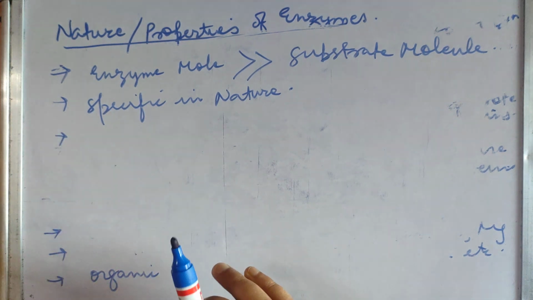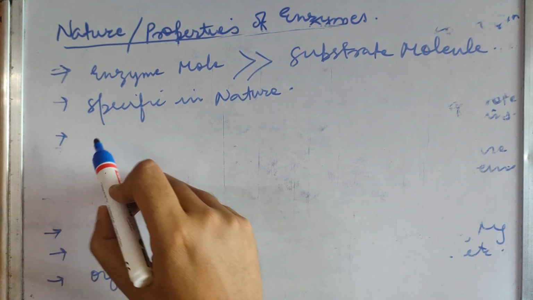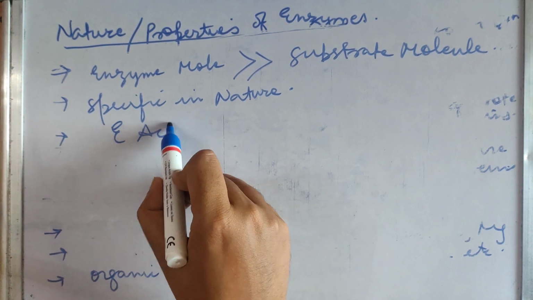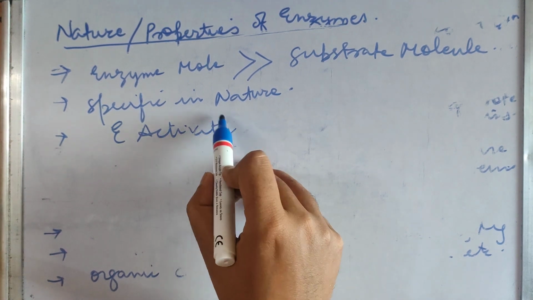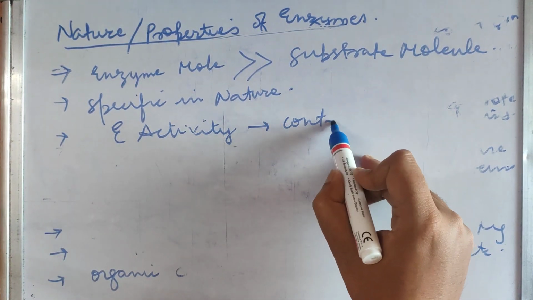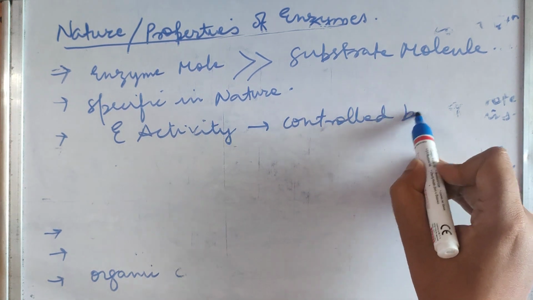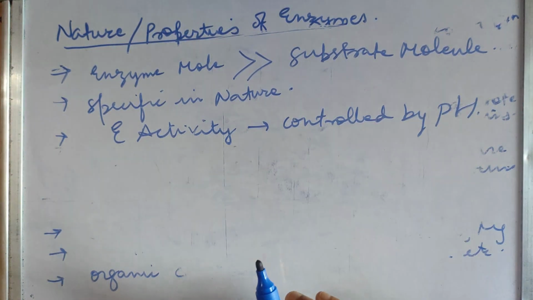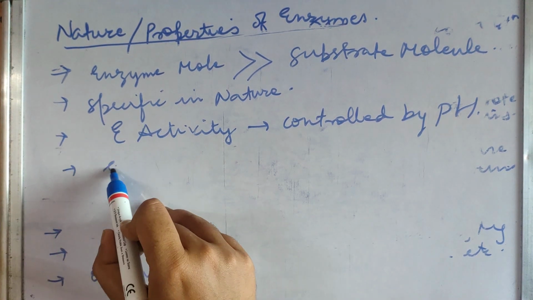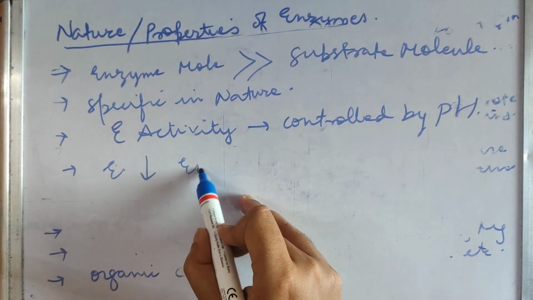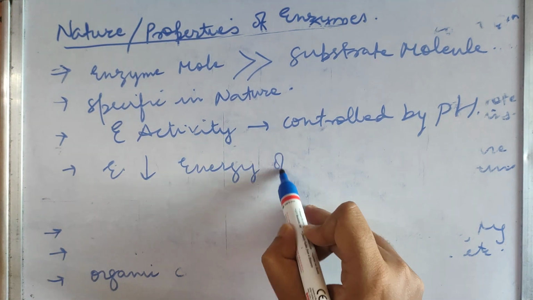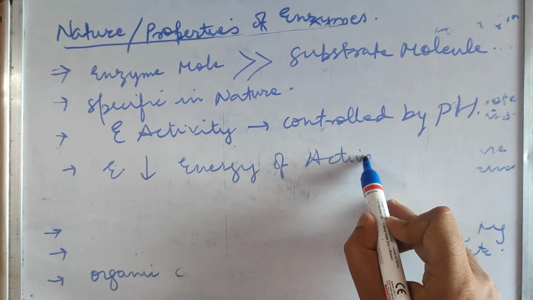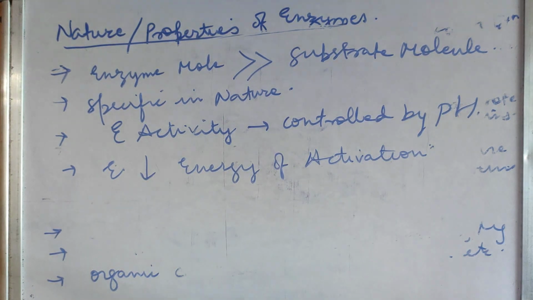Enzyme activity is controlled by pH to a great extent. Enzymes lower the energy of activation. So these are some of the nature, or you can say properties, of enzymes.